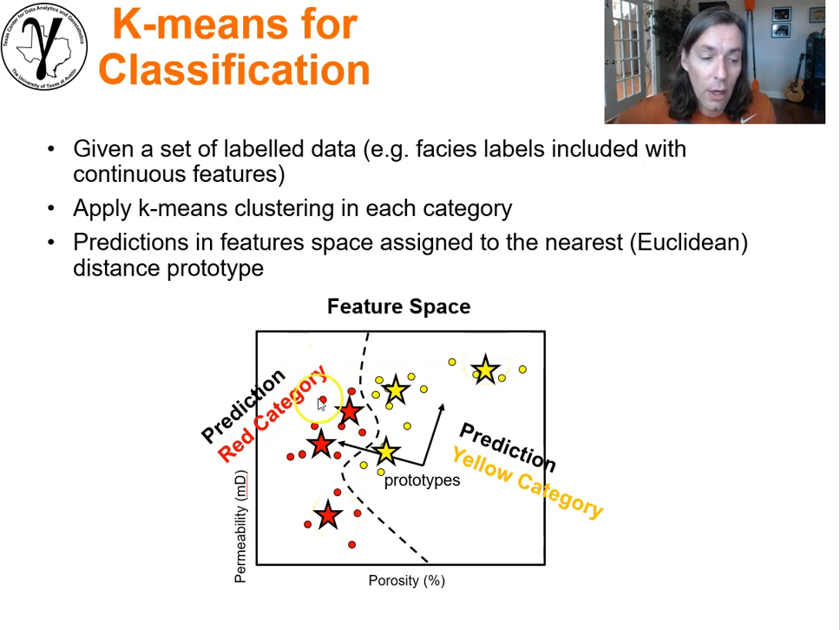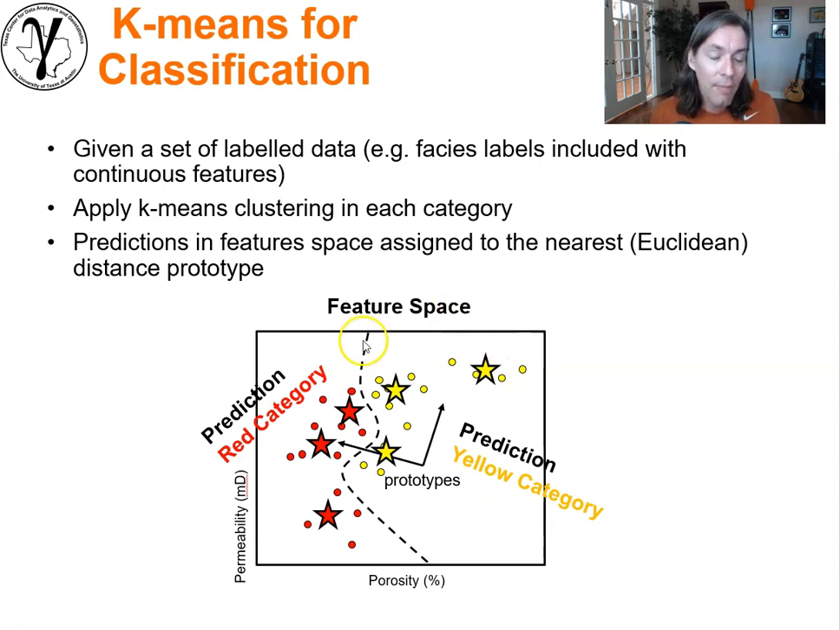For the red category, we would have 1, 2, 3 prototypes. For the yellow category, 1, 2, 3 prototypes. All we have to do is perform K-means clustering within each one of the previous labels that we have assigned to this training data set, red and yellow. And what that'll do is it'll put the prototypes in really good locations as far as representing the space or the spatial form of each one of these facies that we want to try to model.